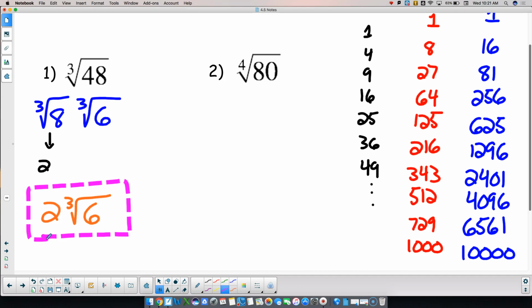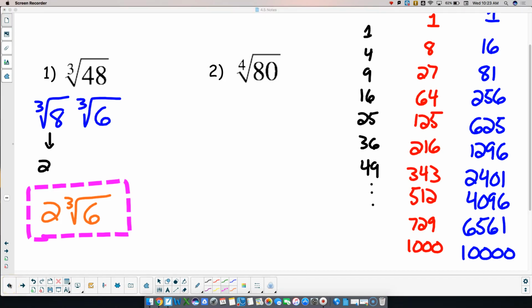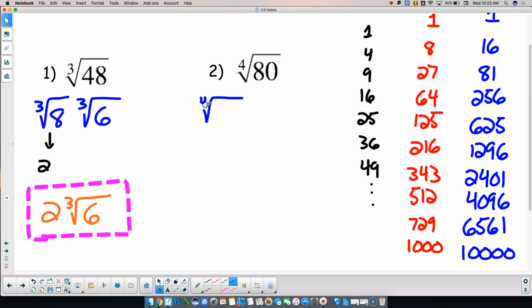You try the fourth root of 80. So I'm looking for the biggest perfect fourth, so I'm looking in the blue column now. The biggest perfect fourth that goes into 80 is 16. It goes in there 5 times, so this becomes 2. So this is 2 times the fourth root of 5.